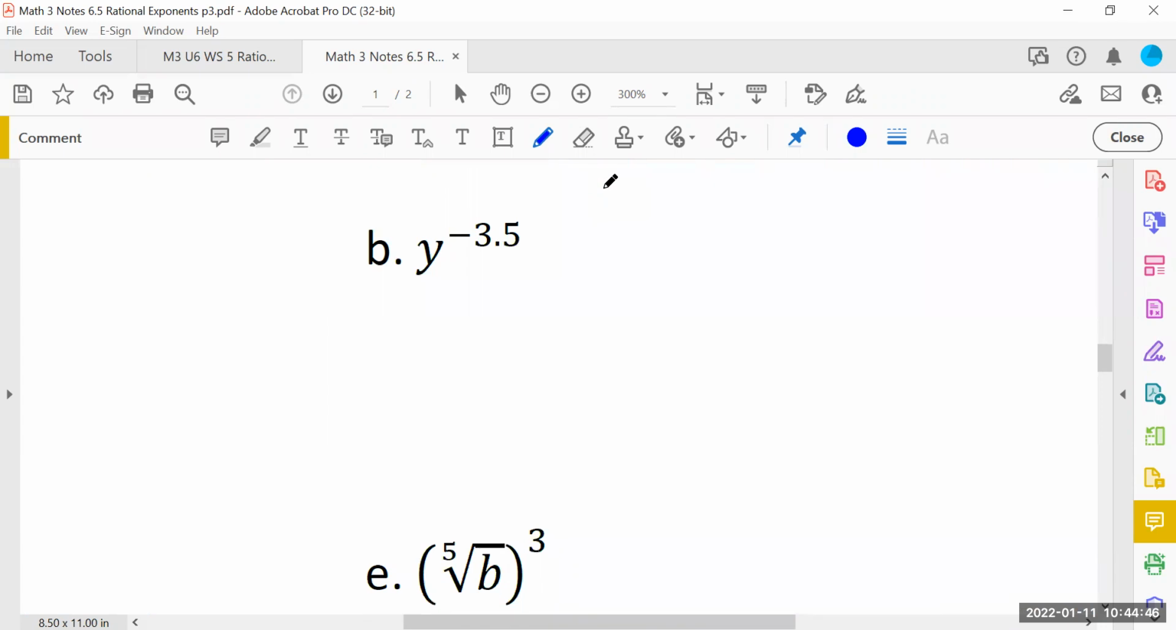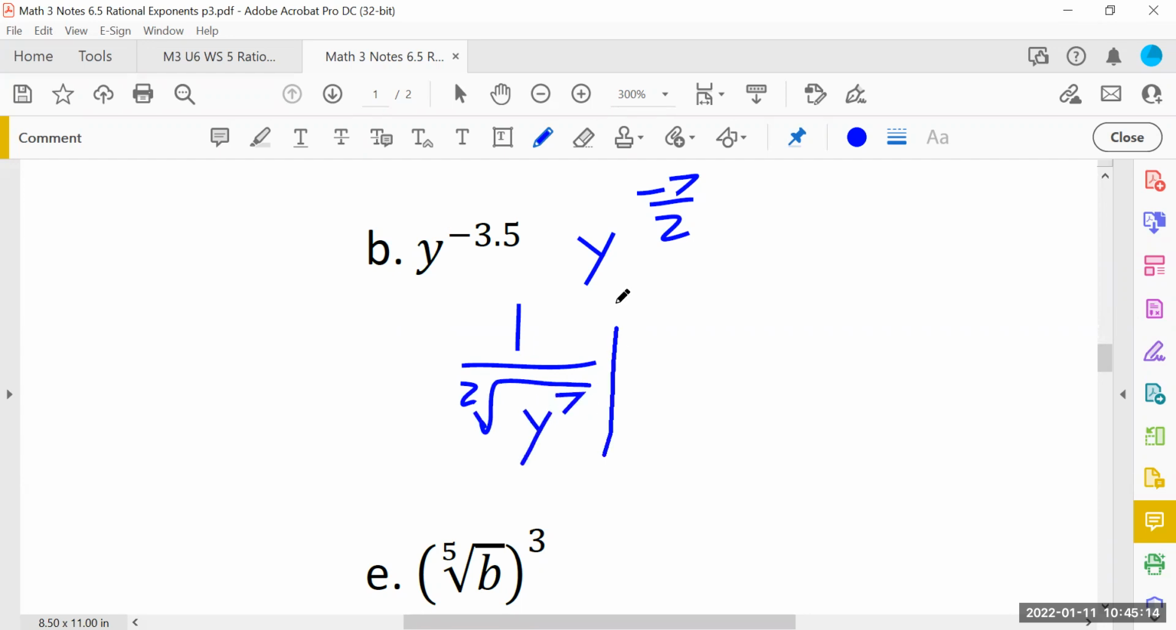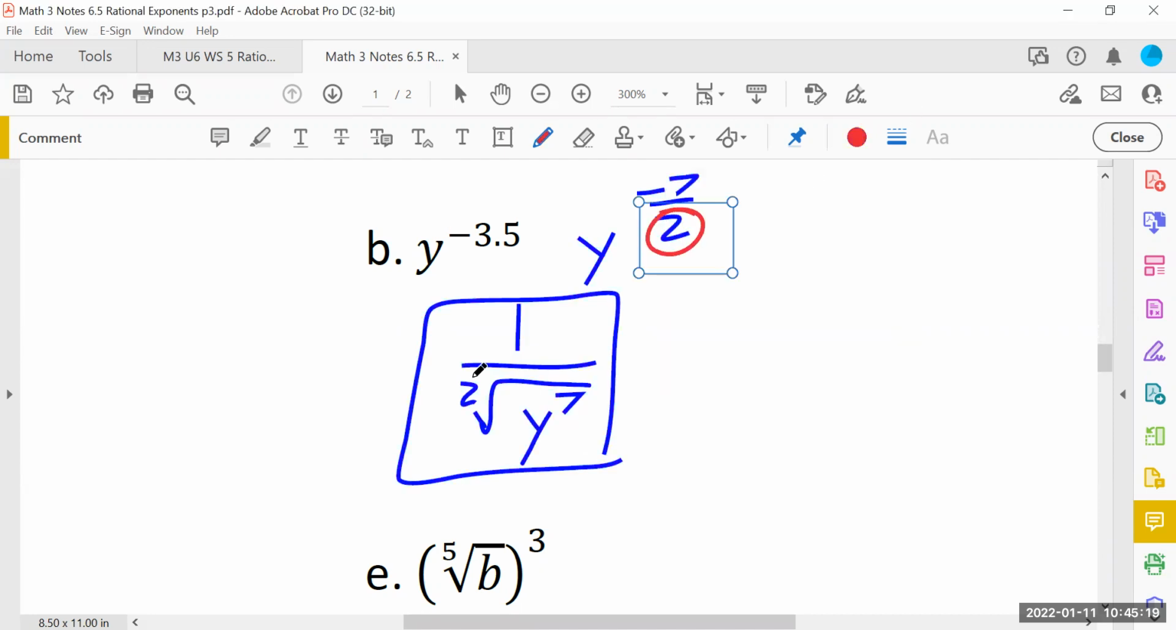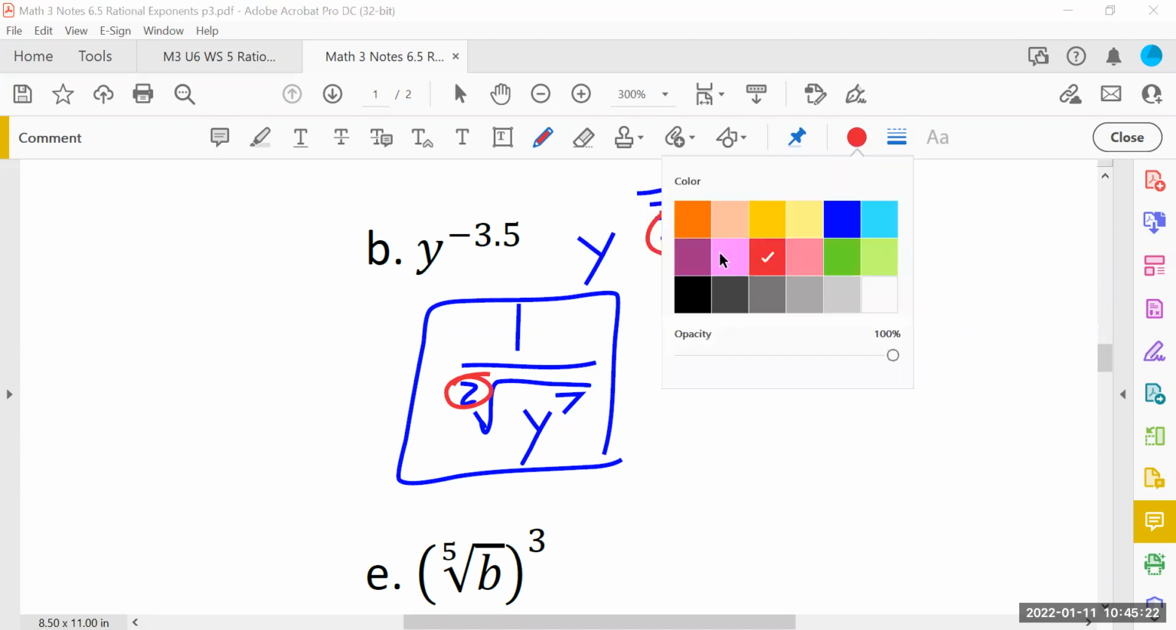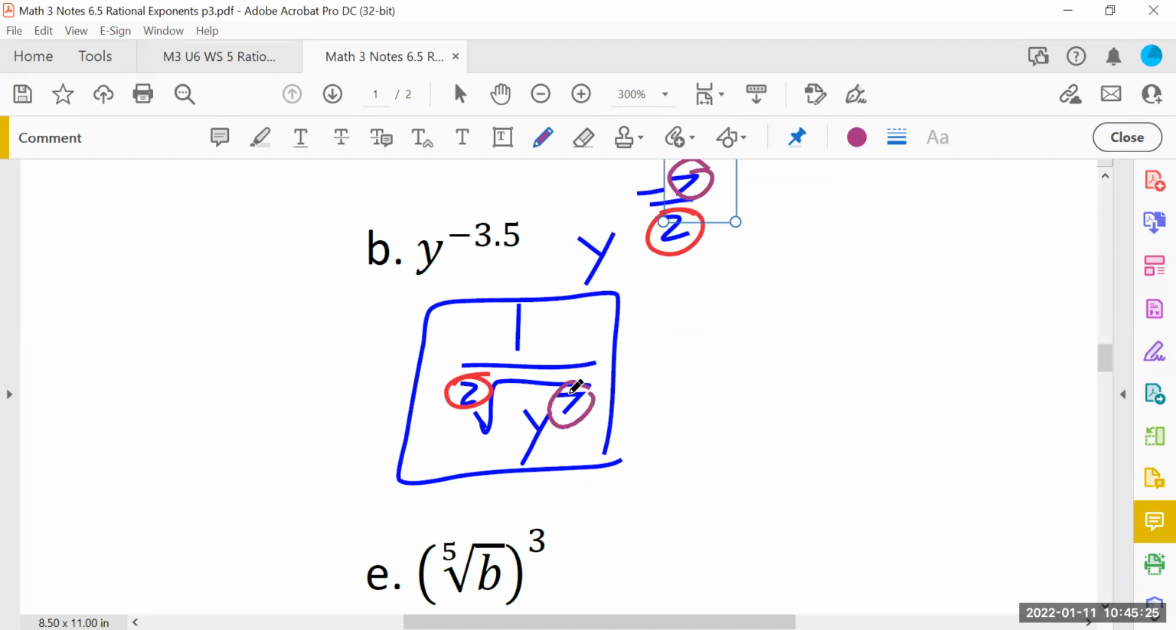This one, the problem is it's not a fraction right now. But we just said that if it's 0.5, it's probably something over 2. What divided by 2 makes 3.5? 7. So this is y to the negative 7 over 2. The negative makes it 1 over. So this is 1 over the square root of y to the 7th power. Right? The bottom number is the index. The top number is just a regular exponent.